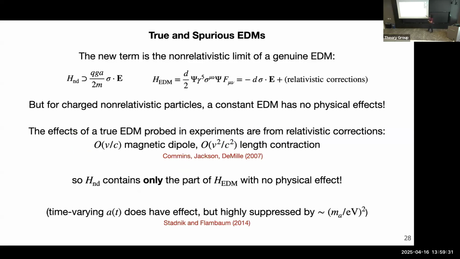So when you actually look for a true EDM for a charged particle, all the physics is actually in the relativistic corrections. So one thing that happens, for example, that's in this term but not in this non-relativistic limit term, is that when it's moving with some velocity, an EDM will pick up a magnetic dipole moment proportional to the velocity. In addition, a real EDM, if it's moving along its length, will length contract by an amount proportional to v squared over c squared, while this fake constant shift in position does not length contract. These are the kinds of things that are actually searched for in EDM experiments. Like if you calculate, these are actually the operators that matter. And this is shown in this really nice pedagogical work by some experimentalists, I think Dan Jackson, about 15 years ago.